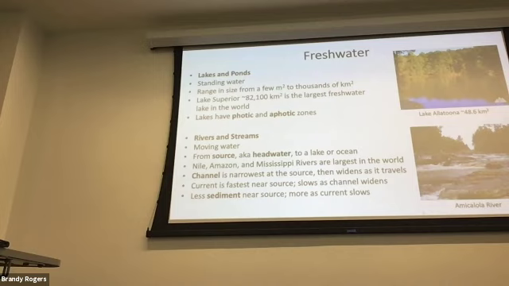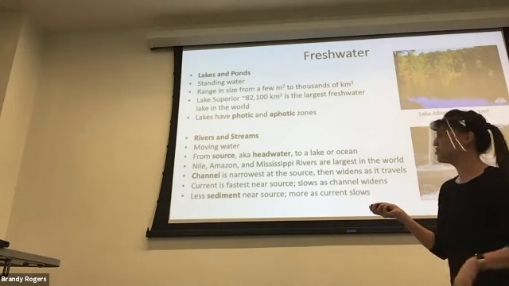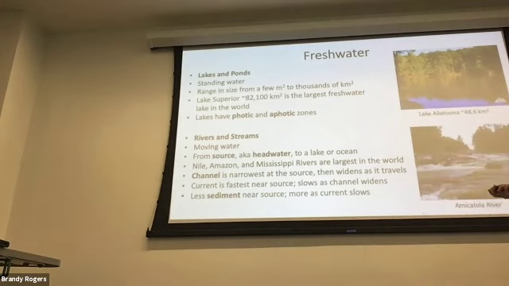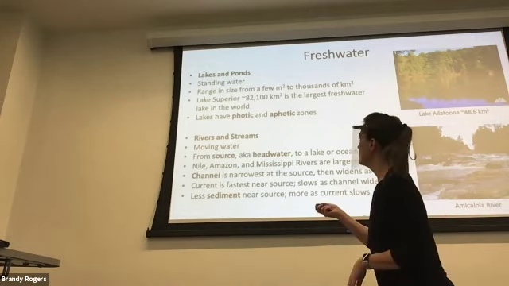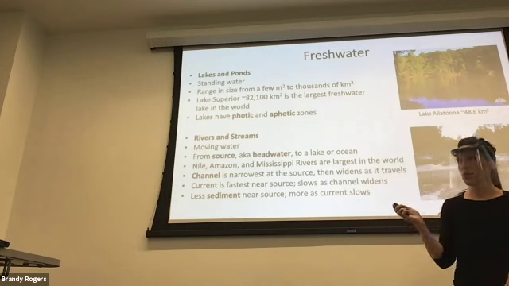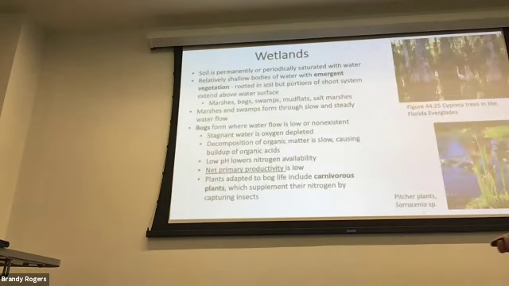You know what sediment is? Like stuff in the water. Things that get deposited: dirt, runoff, stuff like that. Particles, particulate matter. Less near the source, and then more as the current gets slower. So it tends to be more dusty and silty where the current slows down. So this isn't anything groundbreaking. You guys know the difference between those, I'm sure.